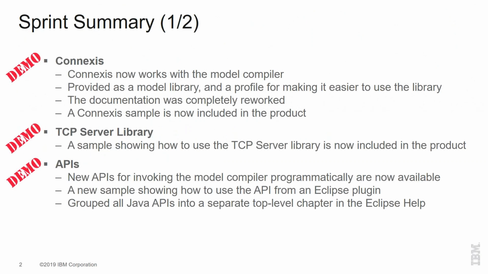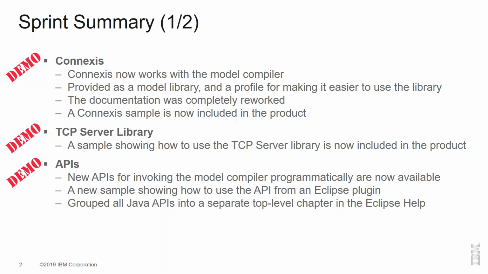So last sprint, as you may remember, we started to work on Connexus to make it work with the model compiler. And we got about halfway through, but in this sprint we have completed this work. So now Connexus works with the model compiler. It is provided as a model library and also a profile that can be used to more easily edit usage of the library. And we also did a full rework of the documentation since it was a bit outdated, and we decided to include a sample in the product to make it easier to understand how to use it.